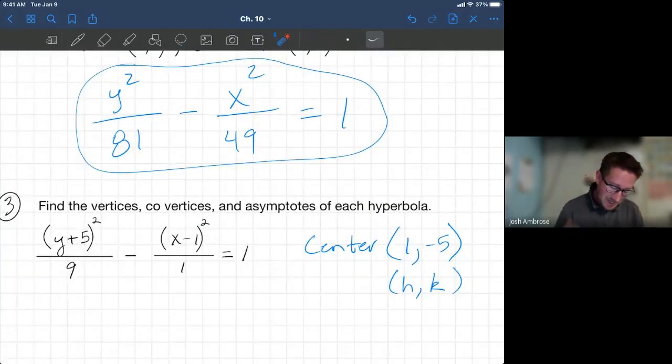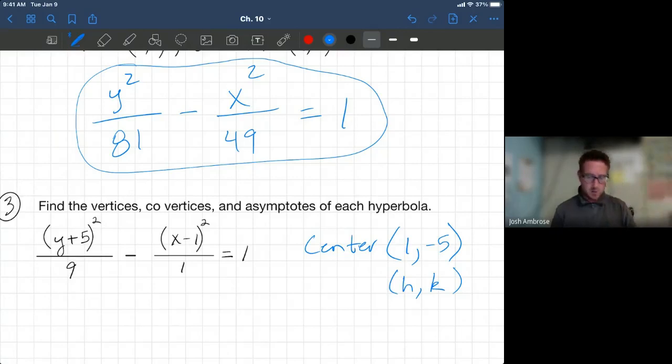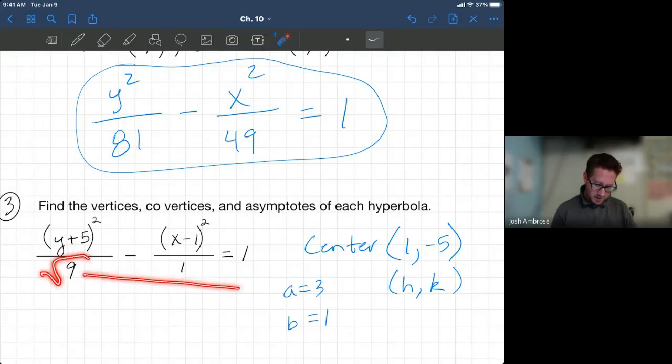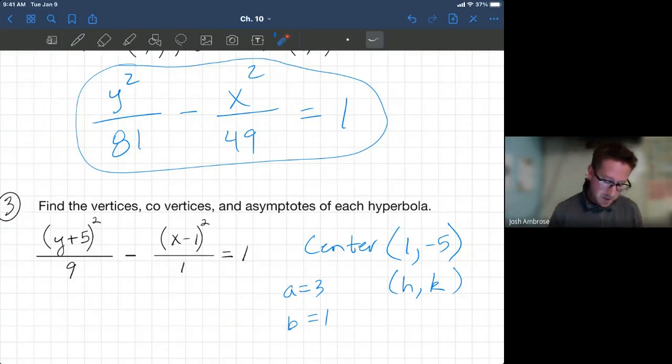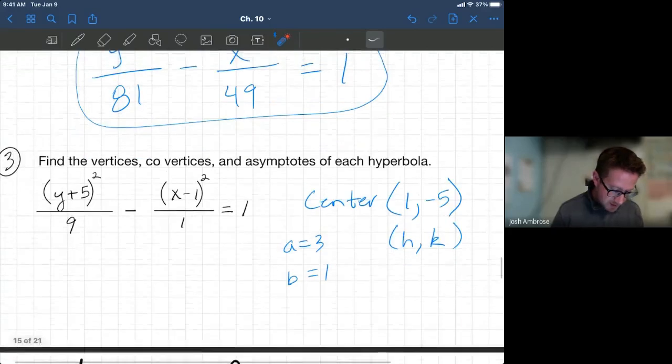All right, the next piece is that we have to pull out what is a and what is b. And how do we calculate that? By taking the square root. So a equals 3 and b equals 1. So we're taking the square root of 9 to give us 3 and the square root of 1 to give us 1. Okay, so now we have all the necessary pieces.